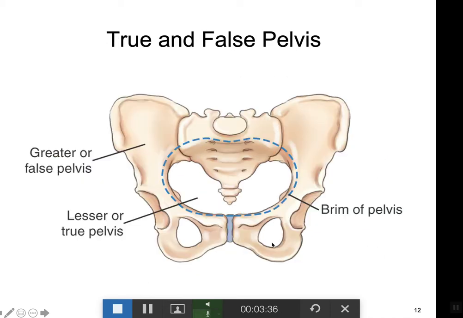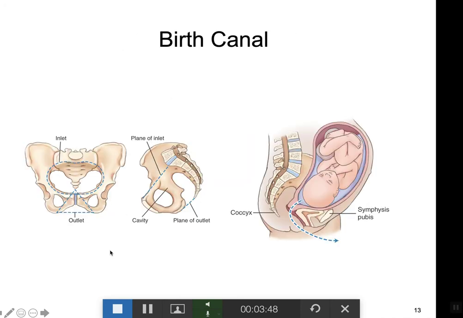Then you have what's called the true and false pelvis, the greater or false pelvis. Here's the brim of the pelvis, and then here's your lesser or true pelvis. Then it goes into the birth canal. Here you have a picture of the inlet and then of course the outlet, plane of the inlet, the cavity, plane of the outlet, coccyx. Again, this is the birth canal.